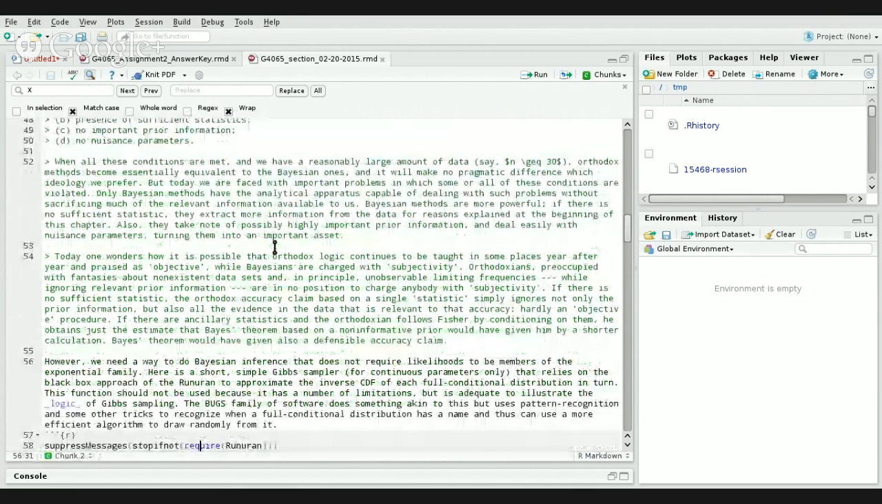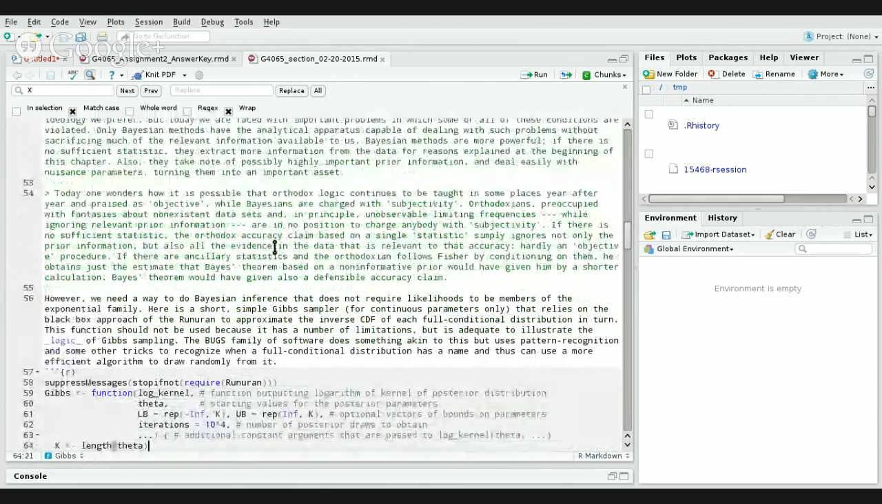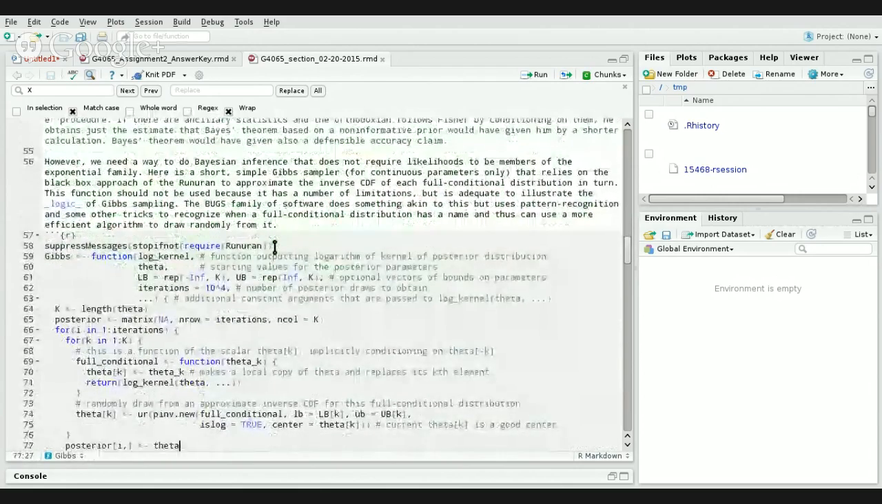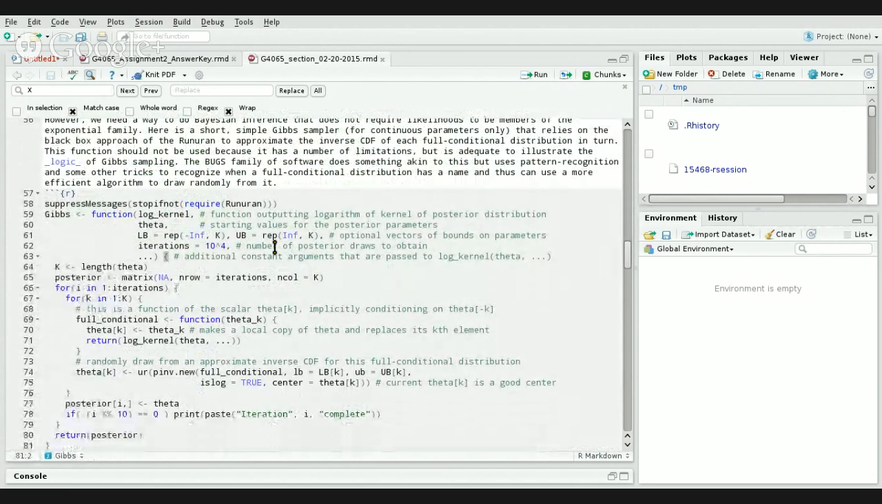But again, if you're not using likelihoods from the exponential family, you're not going to have the conjugacy that you need to do Gibbs sampling. So we're going to have to learn some other techniques to draw from an arbitrary posterior distribution that doesn't factor into named full conditional distributions. And so I gave a conceptual example of a function here called Gibbs, which uses the R uniroot black box approach to draw from each conditional distribution in turn.